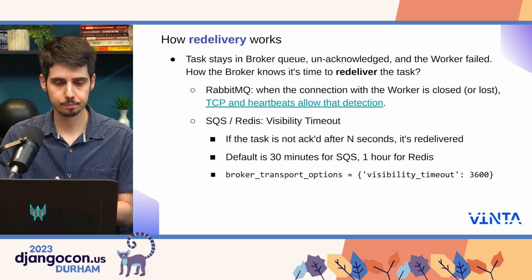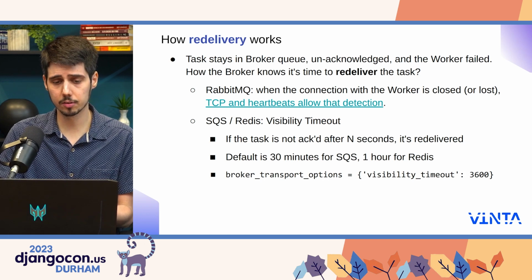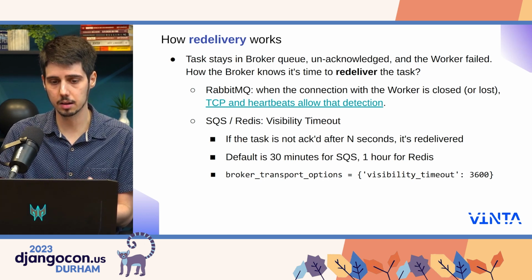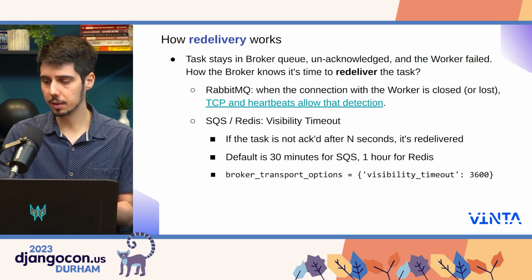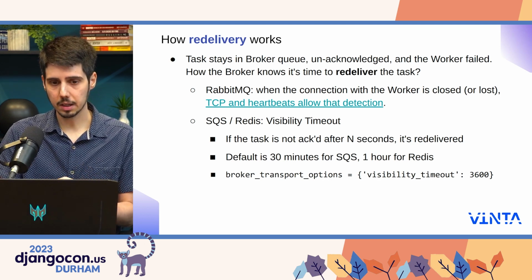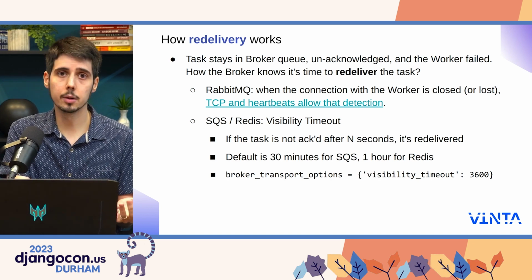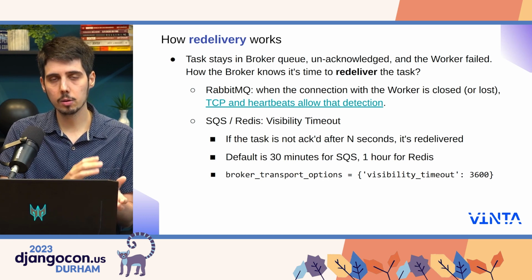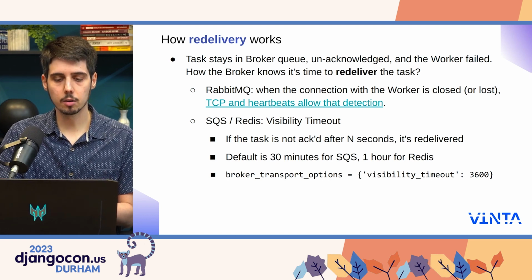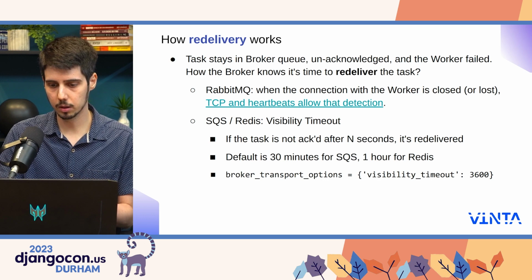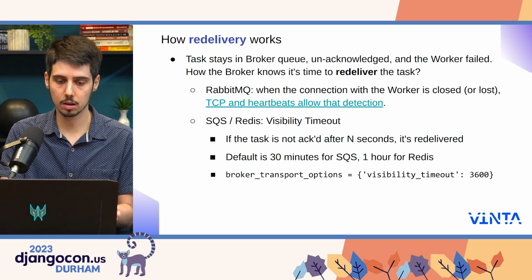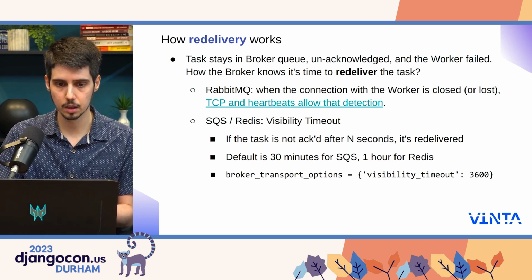In the case of other brokers like SQS and Redis, you don't have this connection, and you have something called visibility timeout. That means that if the task has not been acknowledged after a certain amount of seconds, it will be automatically redelivered. The default is 30 minutes for SQS and 1 hour for Redis. You can configure that with the visibility timeout on the broker transport options.